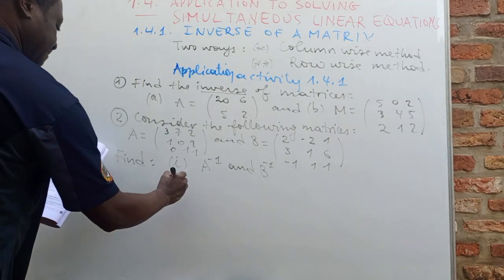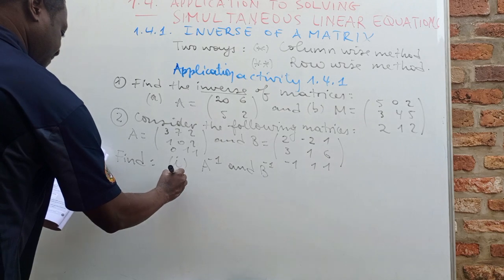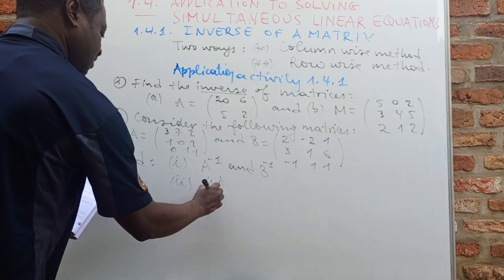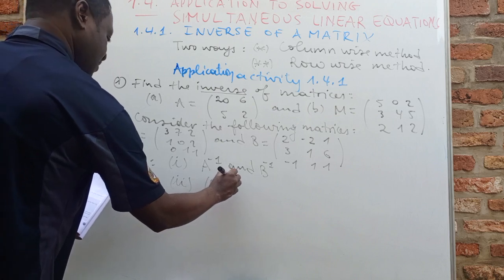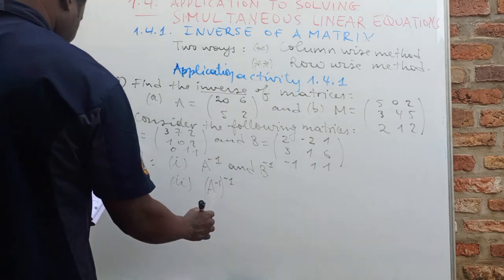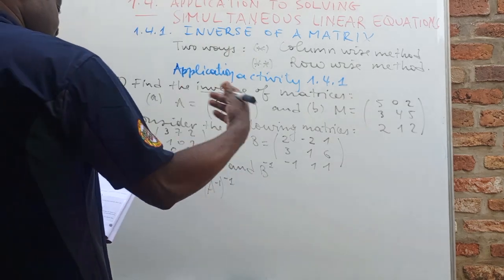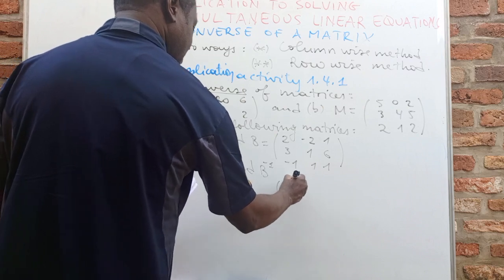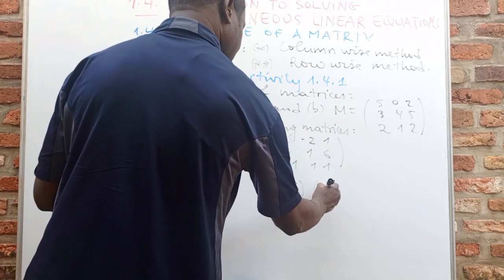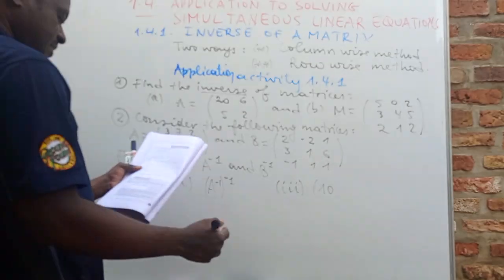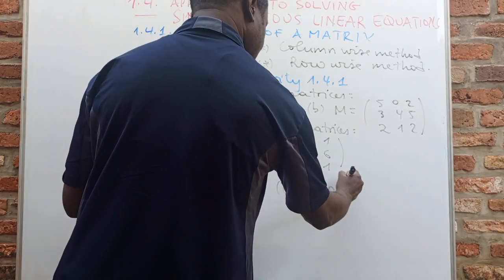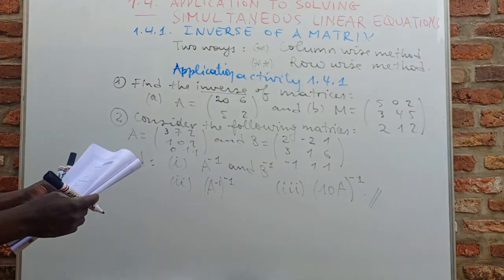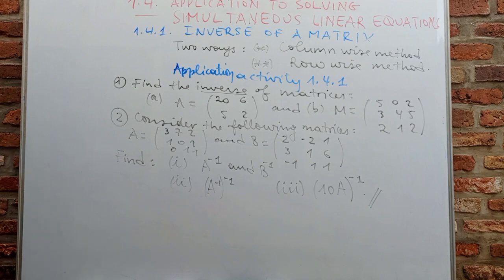Secondly, find the inverse of the first inverse. Find the inverse of this matrix, because the inverse of a matrix is also an invertible matrix. And number three, we have to take 10 times matrix A times A inverse. Okay, this is application activity 1.4.1.